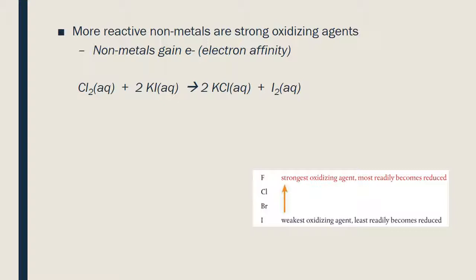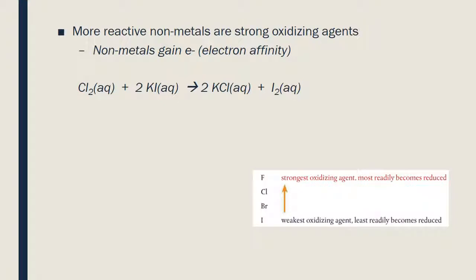Nonmetals follow the same concept. The more reactive nonmetals are stronger oxidizing agents. It makes sense because nonmetals gain electrons, so we want to look at the electron affinity. Who's more likely to want to gain an electron? We have the same kind of chart, and it makes sense based off placement on the periodic table. Iodine is further down the halogens than fluorine, and as we know, fluorine is the strongest oxidizing agent on the periodic table.